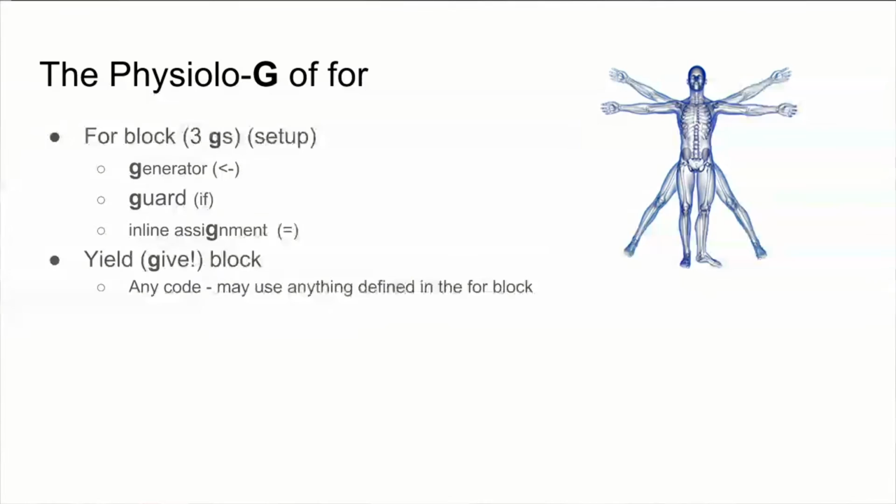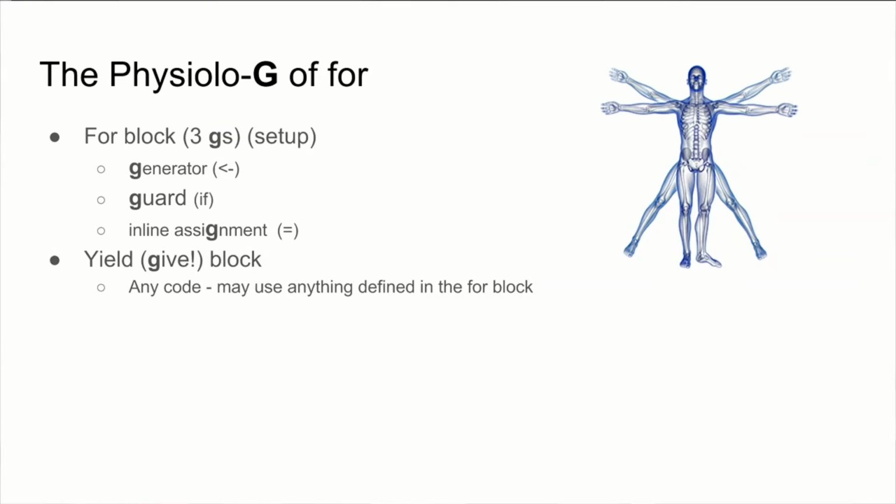Okay, there is the for block, which is the setup for your for expression. It has three things that it can do. It can have a generator, which is the arrow. That means take something from inside of something else and use it. It can have a guard, which is an if, and I'll show you one of those in a minute. And it can have an inline assignment, okay, with a G. The G may be silent, but it's still there. And the inline assignment is somewhat like a val. It lets you put something into the for setup. And then finally, the yield or give block, because that starts with a G, gives you back the payoff to this setup. Okay?